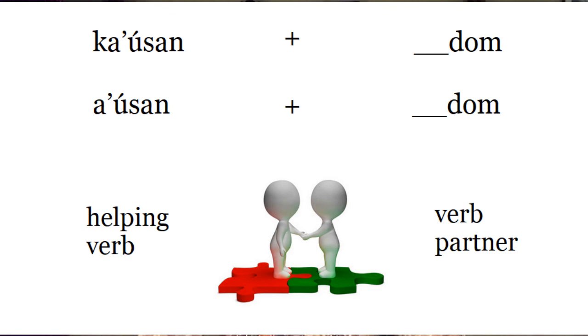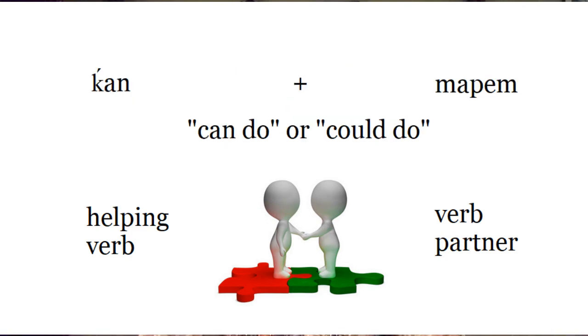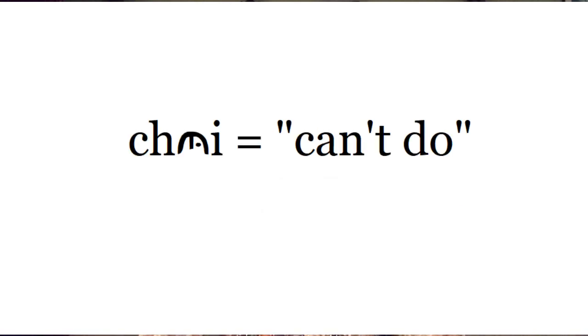For homework, I'll have you practice the difference between kausan and ausan when they're helping verbs with a dom verb partner. One means usually or always does, and the other means used to do. Also, I'll have you practice saying that someone can do something or will be able to or would be able to do. You already know how to say can't do something by adding the ch infix. So we'll practice that in homework as well.